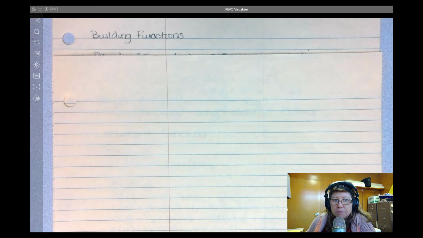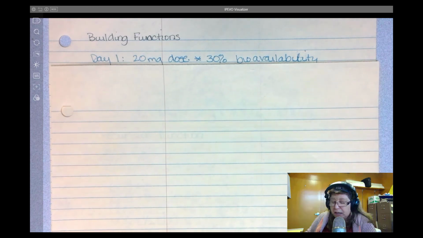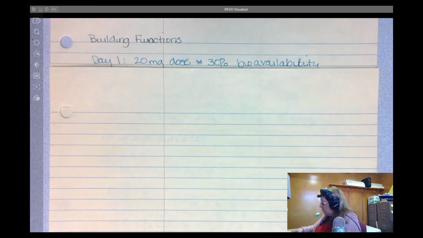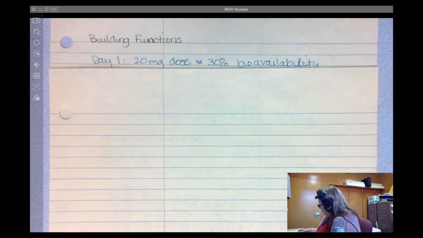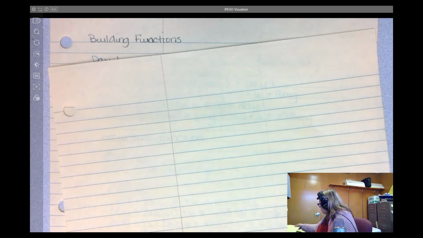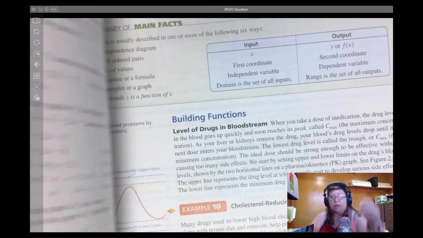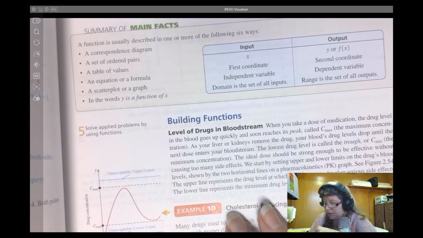Let's focus on building functions. There are some word problems in the book, and I really want you to look at the language of the book. I've pulled out some very important formulas here, and let me turn to the page of the book. All right. Building functions.